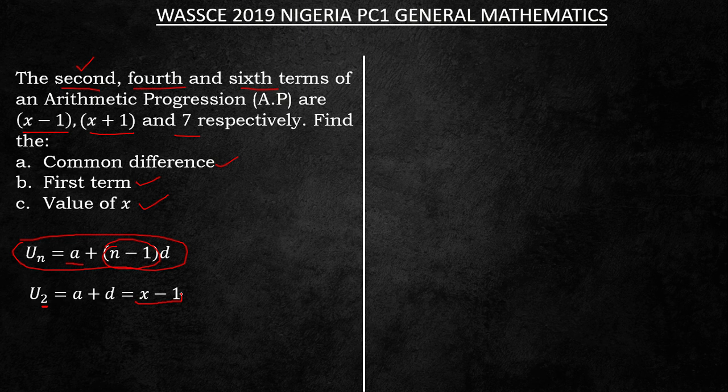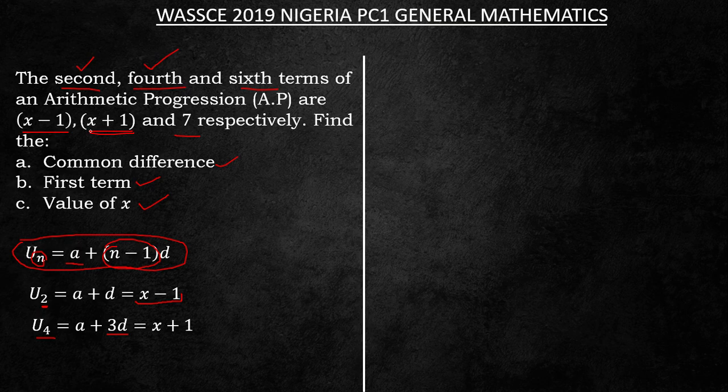Then we can also write out the term for the fourth. So the fourth term, u4, is when we change the n to 4. We get 4 - 1 times d. So 4 - 1 is 3, then we use the 3 to multiply the d. We end up with a + 3d, and that is equal to x + 1, as given in the question. So the fourth term is giving us x + 1.